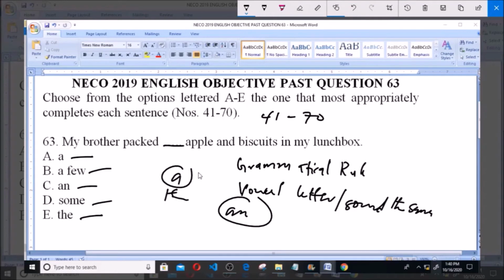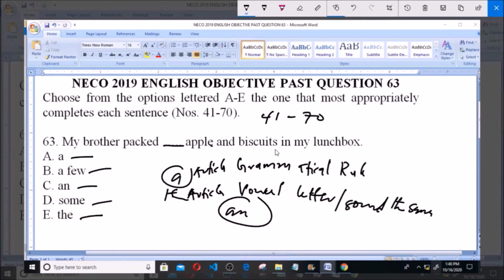But a as an article, we cannot use a as an article in this expression. We cannot use the as an article in this expression because we don't know the apple that the speaker is talking about. Then we cannot use a few because there is no s attached to apple here.